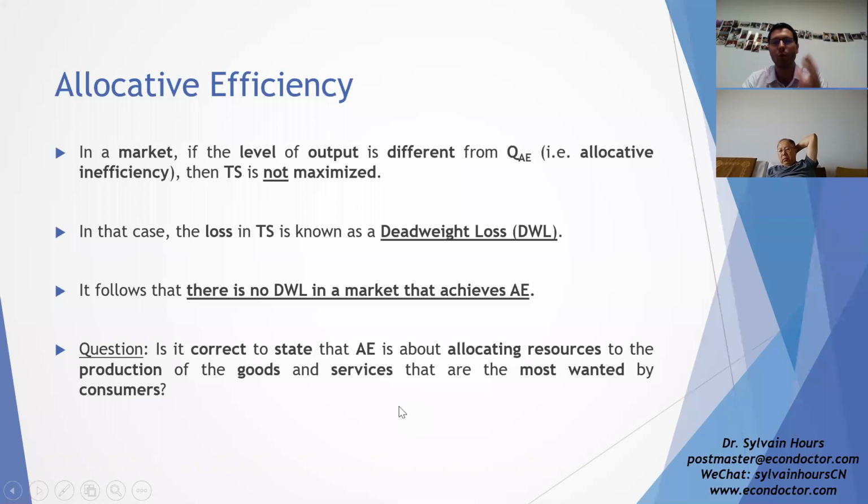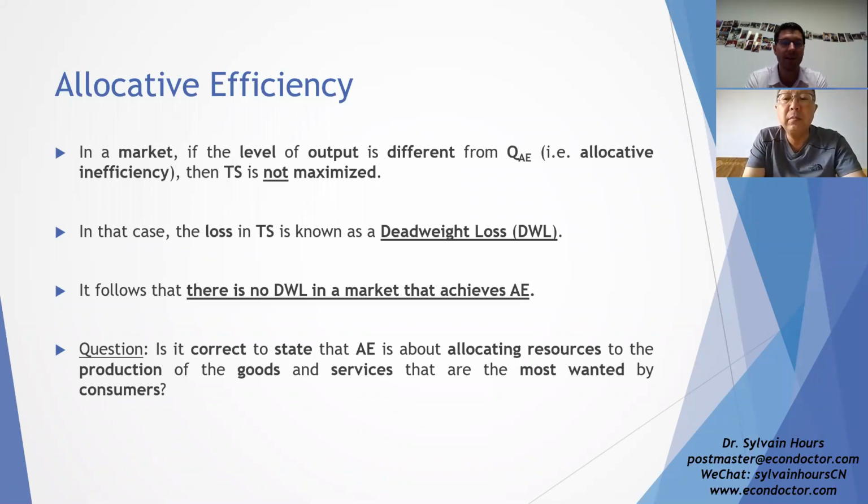Of course, we have to take into account what people want. And that's why the formula of allocative efficiency takes into account the marginal benefit of consumption, obviously. But we also need to take into account the costs of production. So we cannot ignore it. In the statement here, we produce goods and services that are the most wanted. This suggests that the only thing that is important is the benefit of consumption.